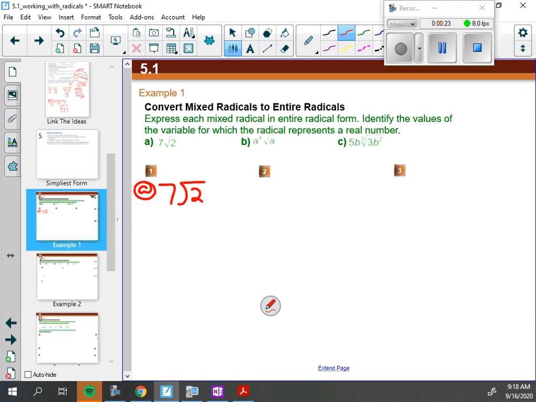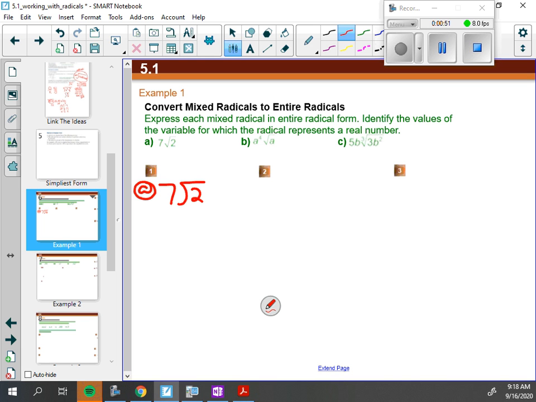This is considered a mixed radical because it's a mix of a whole number out front and a radical with a square root. An entire radical means everything's entirely under the square root. Over here on the sideboard, when we took 288, we split it into 144 and 2, and this came out as a 12. If you had to put it back in, what do you have to do to put it back under the square root? You have to square it.